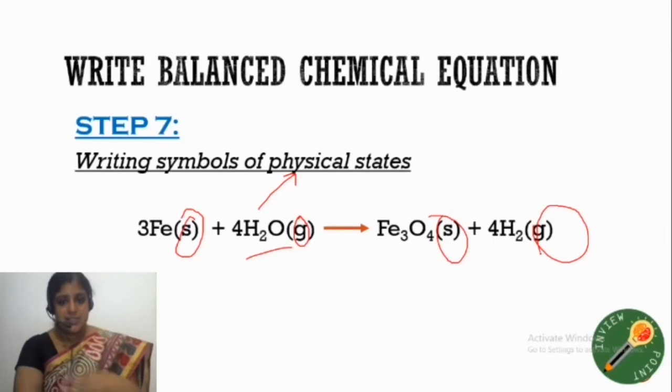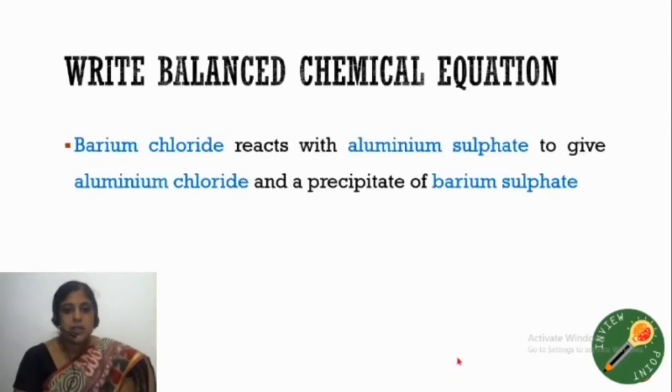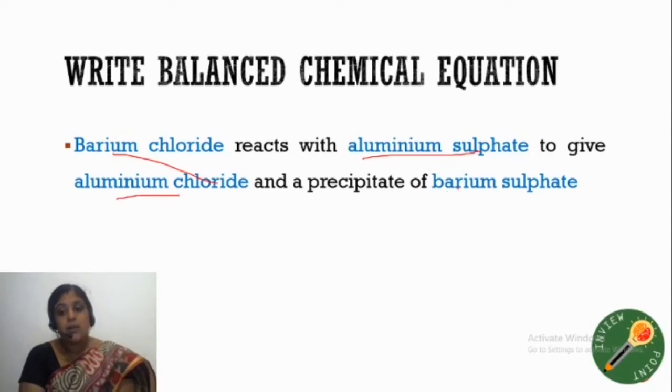Now let's discuss one more example so that you are thorough with this concept. Sometimes the chemical equation will be given as a statement instead of an equation. See here, the given chemical reaction is barium chloride reacts with aluminum sulfate to give aluminum chloride and a precipitate of barium sulfate. So here the reactants are barium chloride and aluminum sulfate. These two react to form the products, aluminum chloride and barium sulfate.